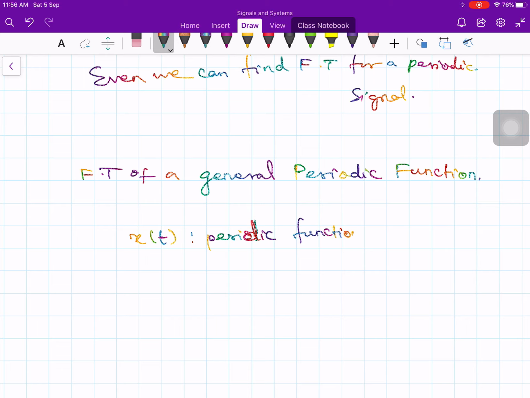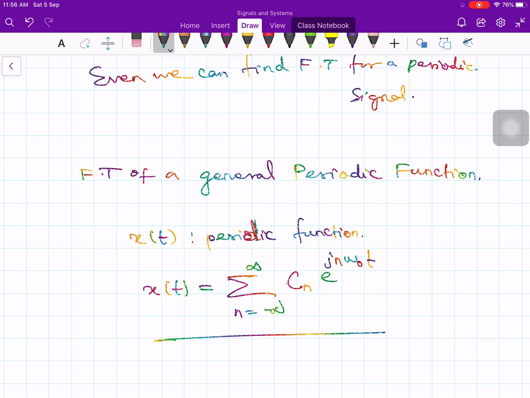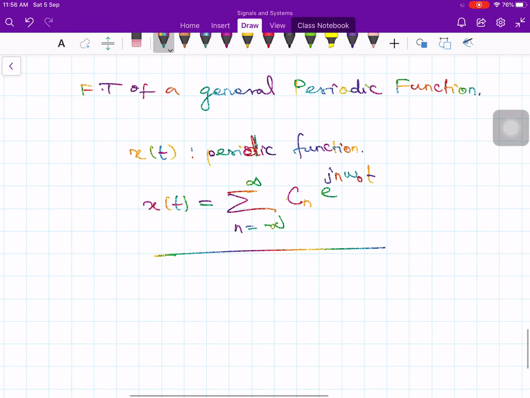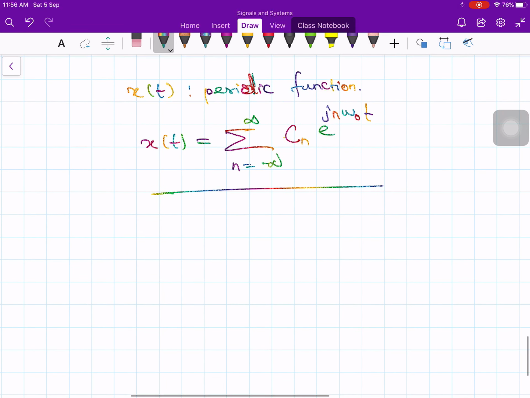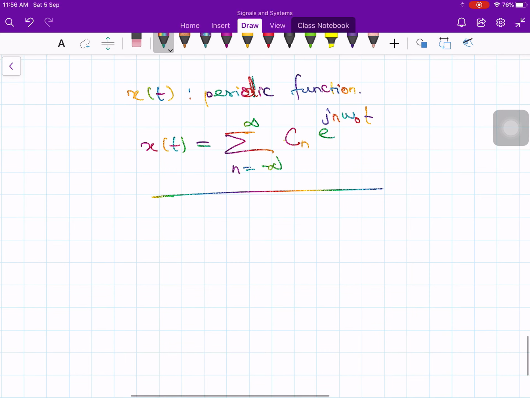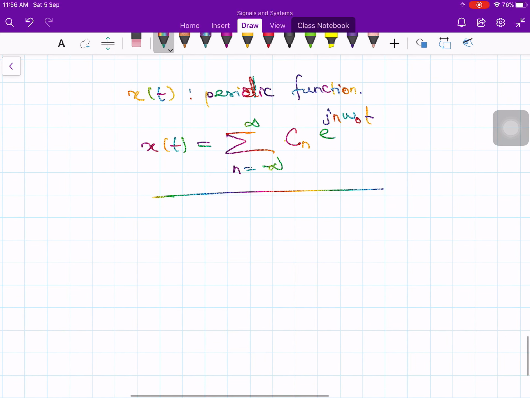Periodic function which admits the Fourier series representation in the following manner. We have already done this: sigma n equals minus infinity to plus infinity, Cn e to the j n omega naught t. So this is the representation for a periodic signal in the complex exponential Fourier series form. This periodic function is something which repeats itself at regular intervals with a time period T naught.